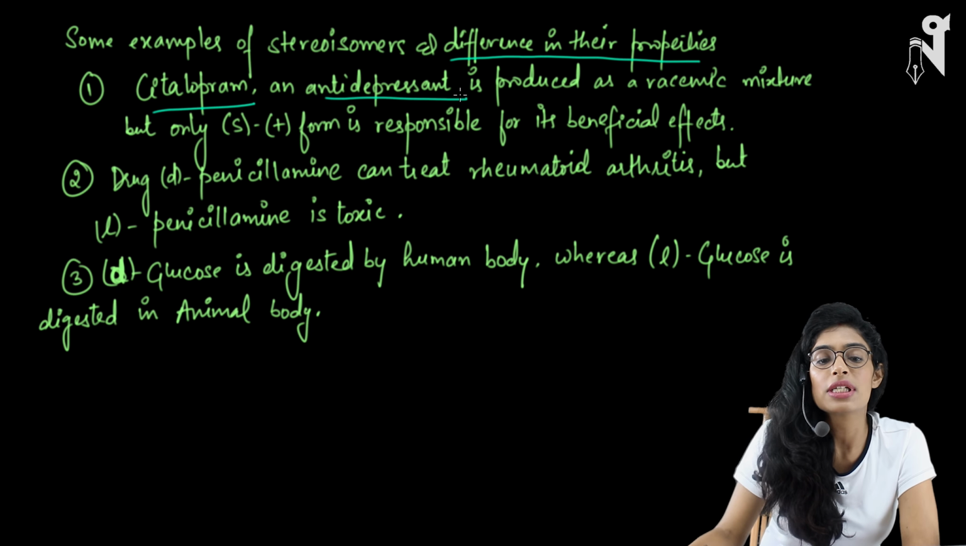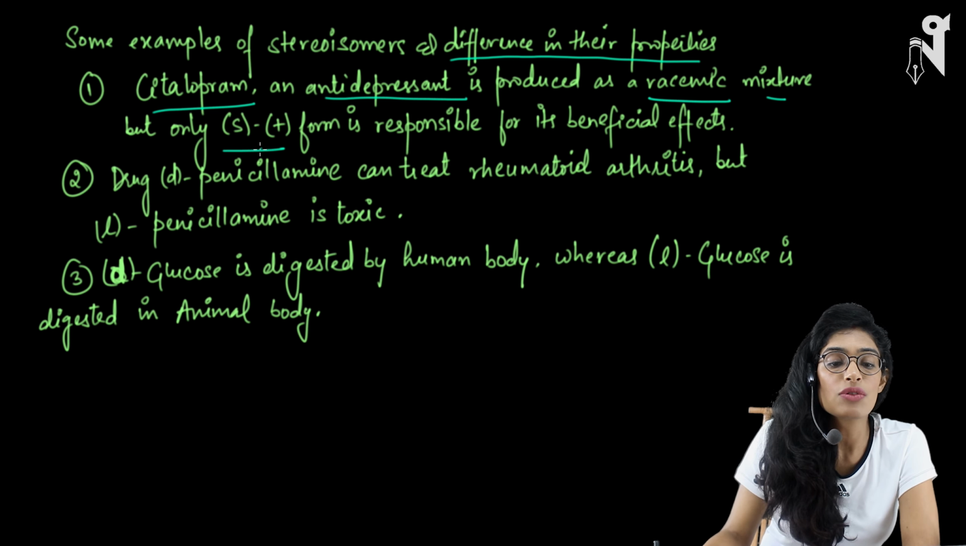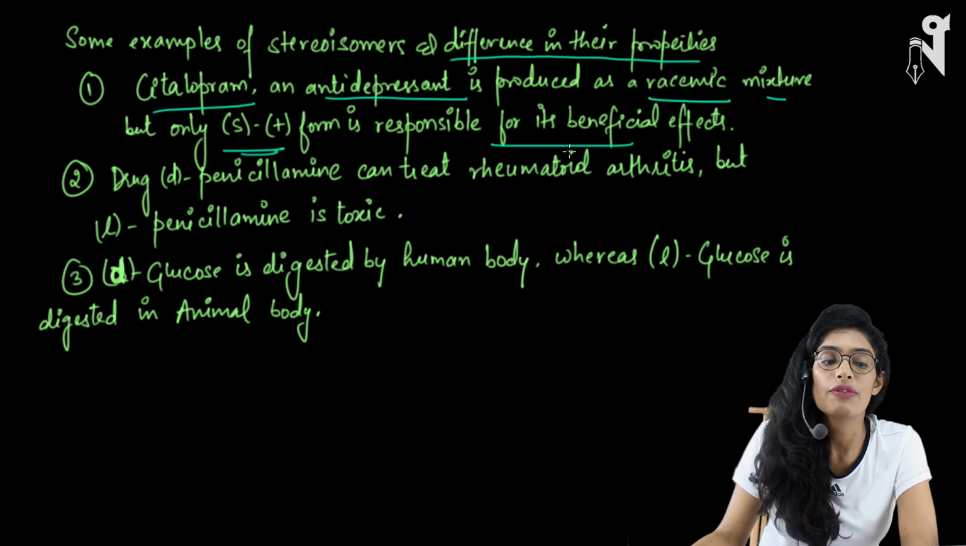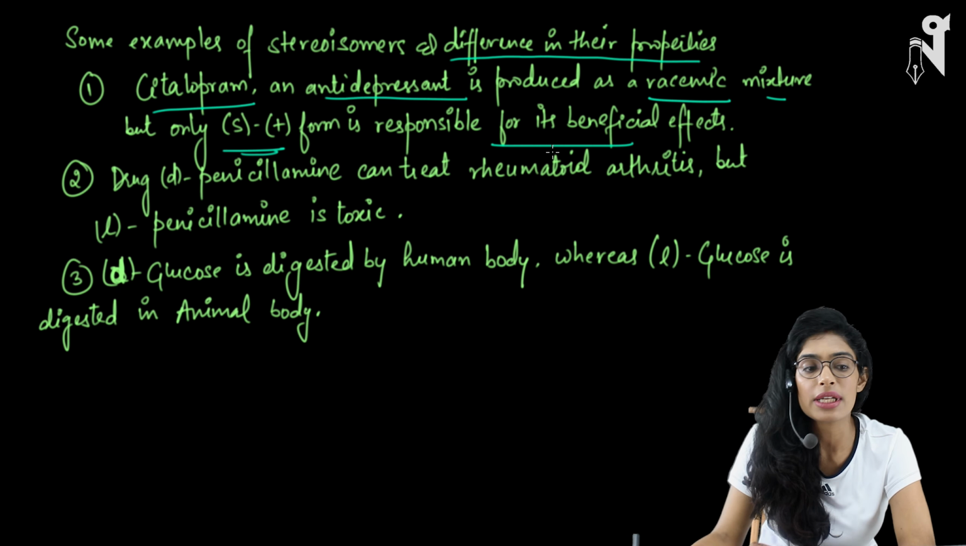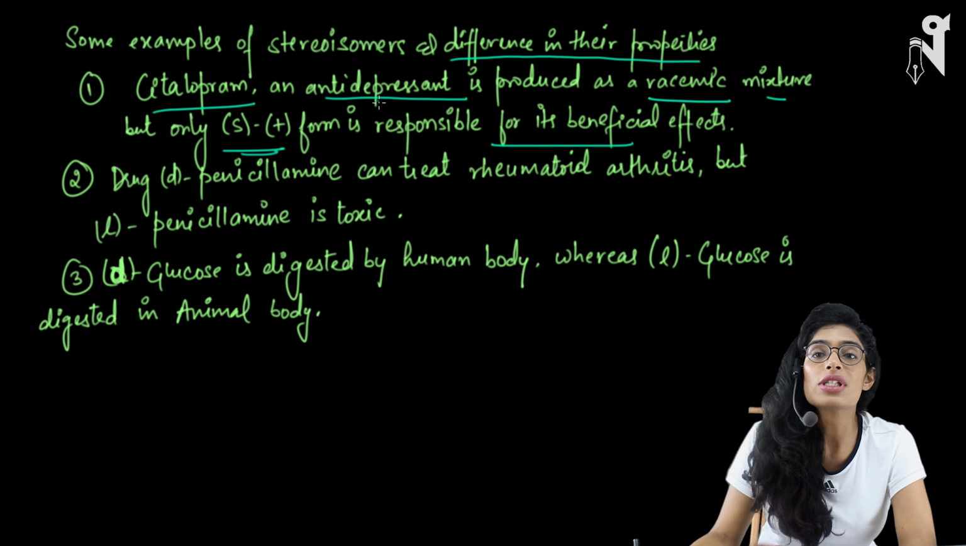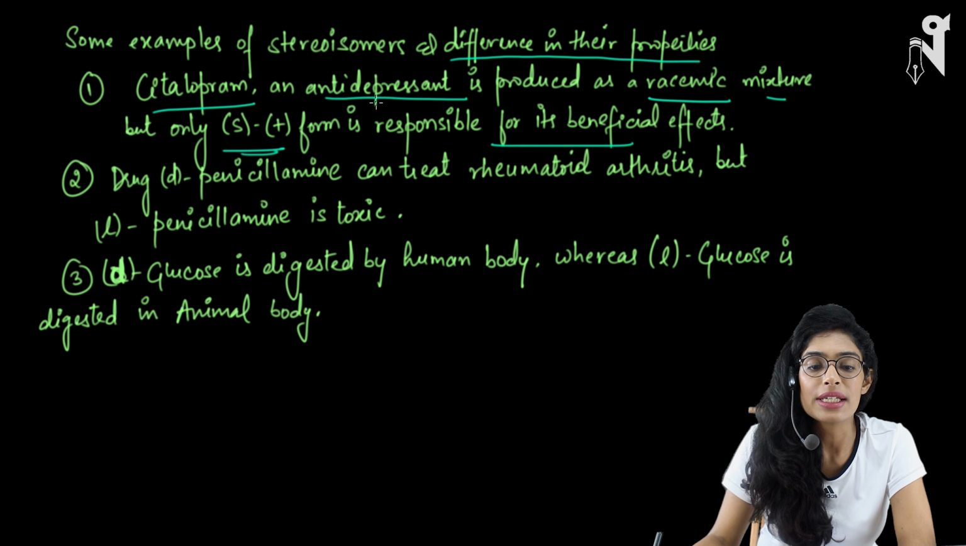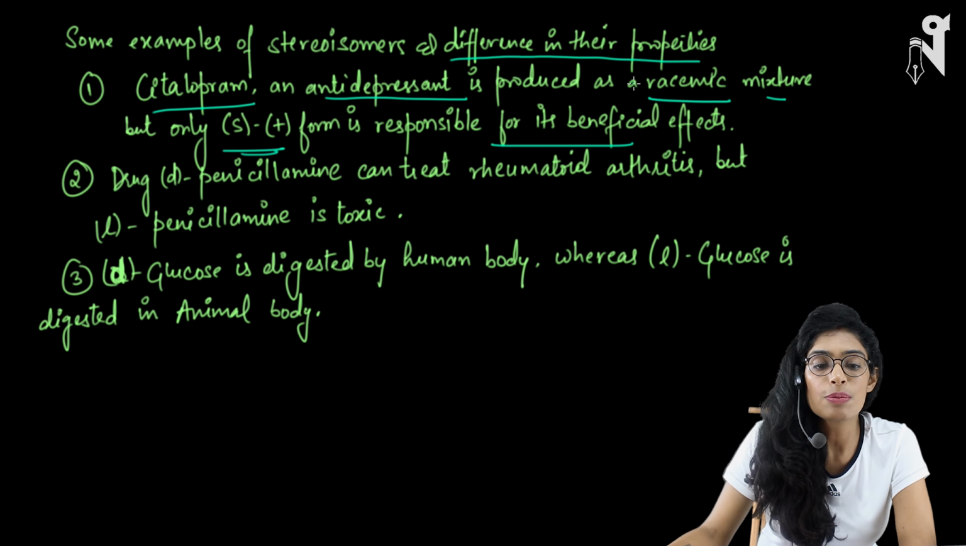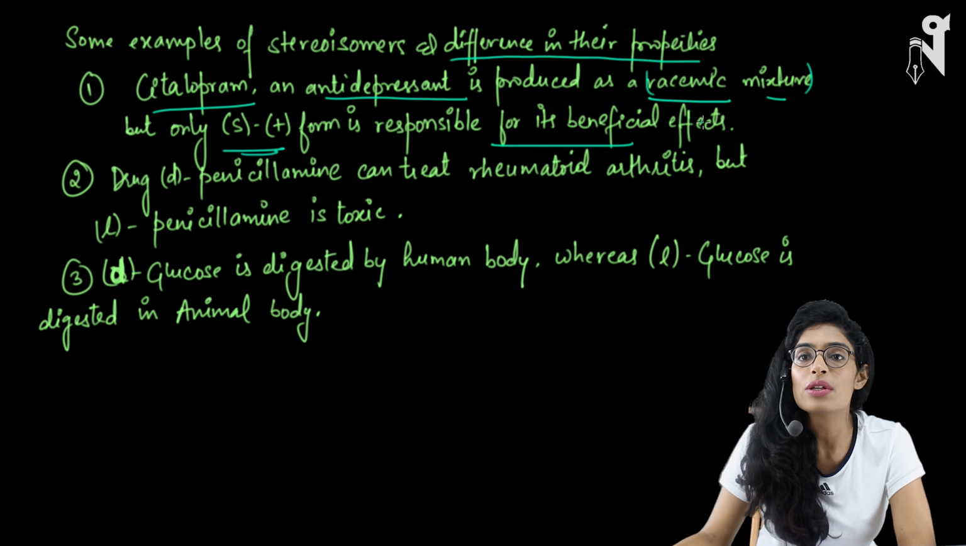This is an antidepressant which is produced as a racemic mixture, but only the S plus form is responsible for its beneficial effect. So basically there is a medicine called citalopram, which is an antidepressant. I hope all of you understand what is antidepressant. So it is produced as a racemic mixture. What exactly is the racemic mixture?